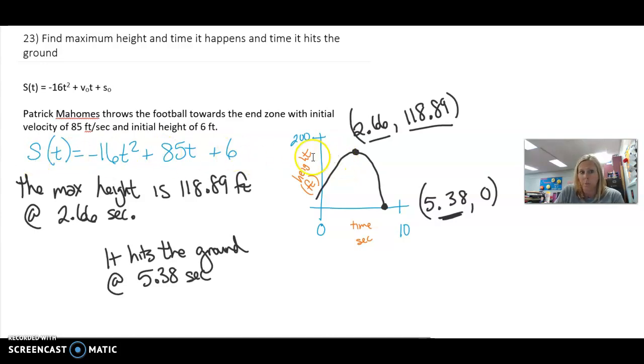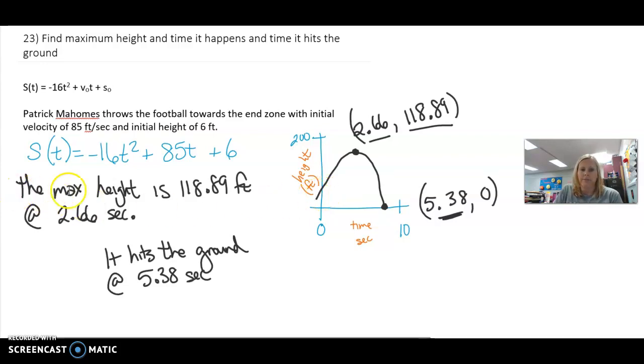You pick an appropriate window. So think about how long a ball is in the air. It's not in there very long. I went from 0 to 10 seconds. That's plenty. I said 0 to 200 feet. I don't know really, but I threw it in there and it was a decent number. Okay, so this is kind of what my graph looked like. Remember that it started at 6 feet high, so I tried to make it not start at the origin.